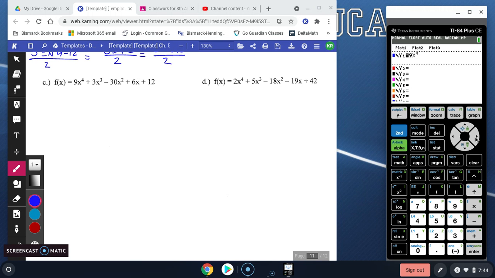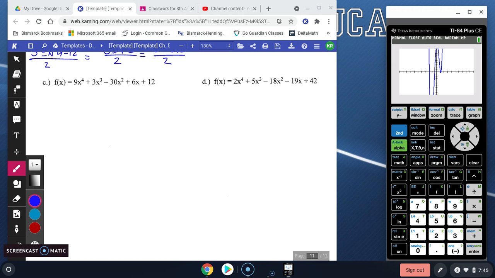Okay, so I'm going to put in this next equation, 9x to the fourth power. I use my caret and then my 4 to get my fourth power, and then make sure you arrow to the right to get out of that exponent mode. So I'm going to go plus 3x cubed. Again, I'm going to use my caret and my 3, but I'm going to arrow right to get out of that exponent mode, minus 30x squared, plus 6x plus 12. Okay, so we're going to graph.